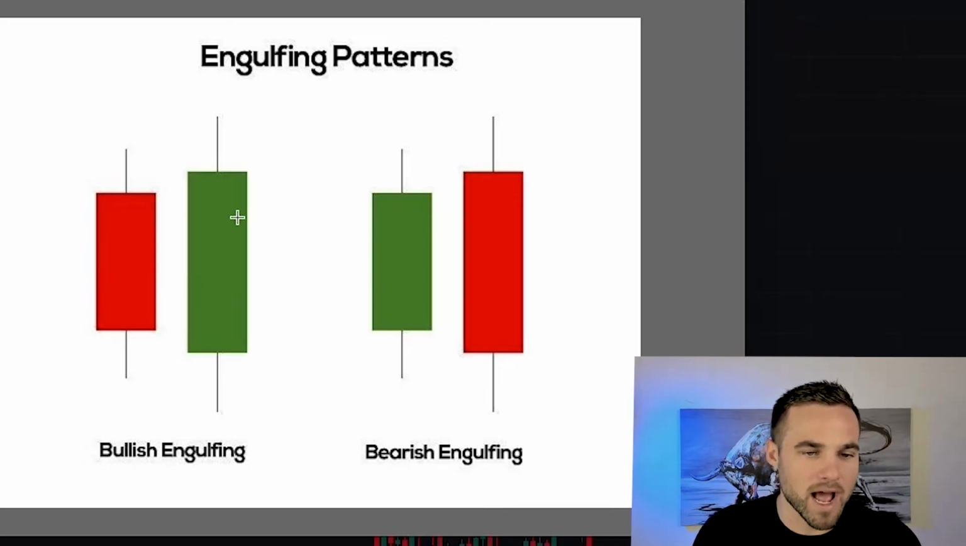Now, generally what happens when we get a bullish engulfing candle, this is likely a sign that price is going to continue to move upwards. Now, on the other side, we could get a bearish engulfing candle where this red bodied candle completely engulfs the body of this previous candle. And this is also a sign that we could be going lower.